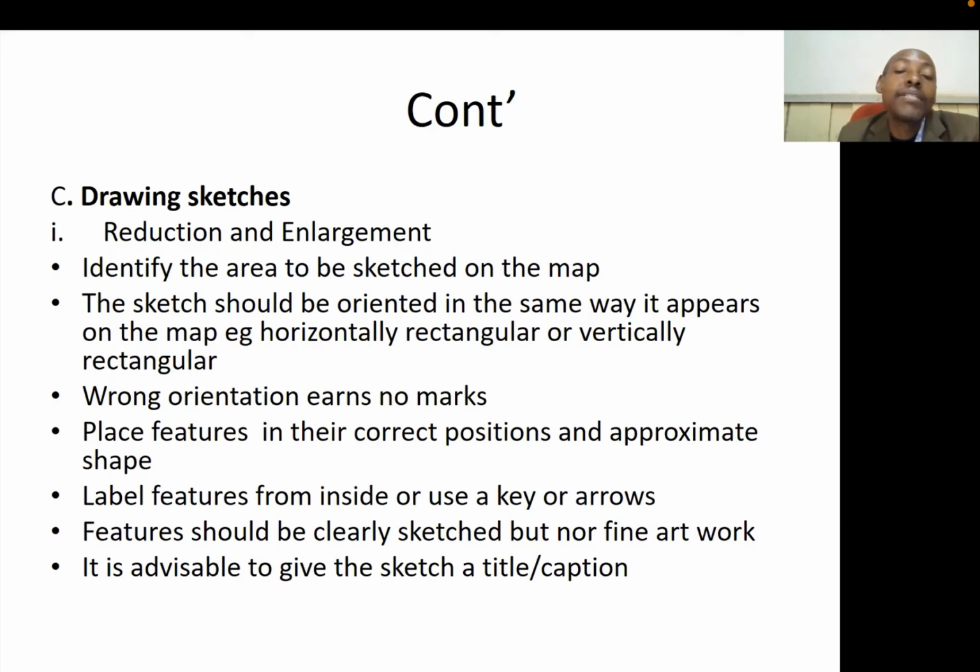Wrong orientation earns no marks. It attracts a zero straight or an inverted V and a zero. Then place features in their correct positions and the approximate shape. Label features from inside or use a key or arrows to show the features. Then features should be clearly sketched but not fine art work. It is advisable to give the sketch the title or caption.